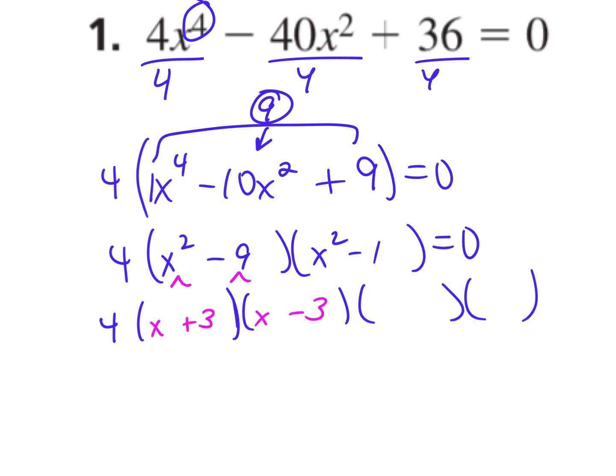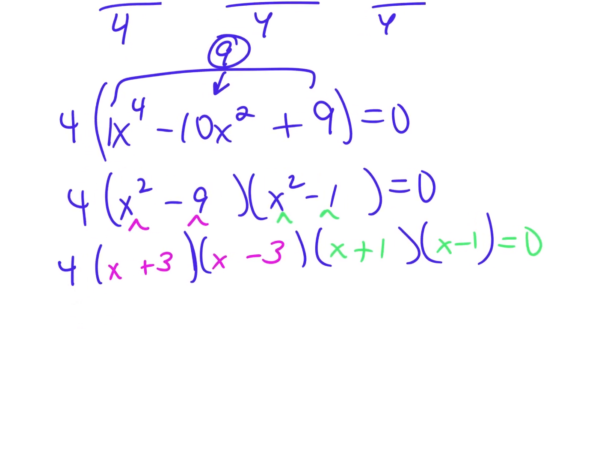What about my x squared minus 1? That's the one that we miss a lot. X and x. Good. And plus and minus 1. Good job, guys. Now we're fully factored. So what do I do with each piece, each parenthesis?